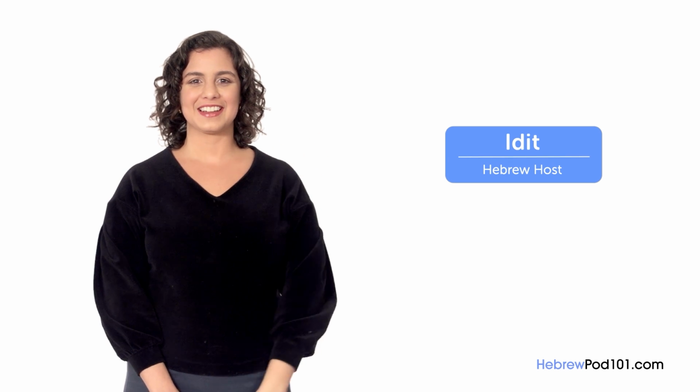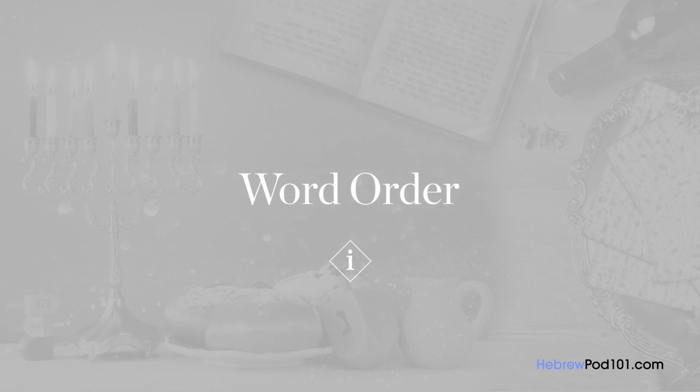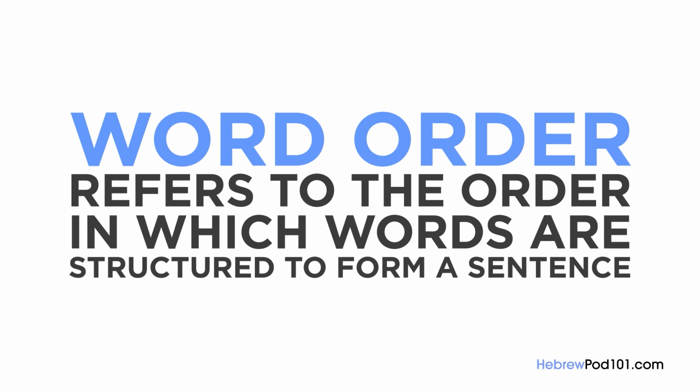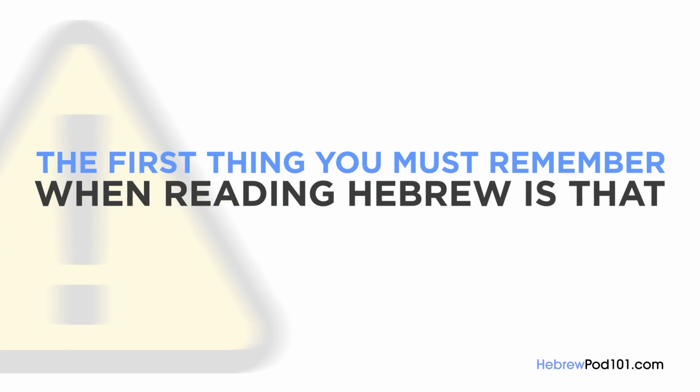Hi everyone, I'm Edith. In this lesson, you'll learn the basics of Hebrew grammar. Word order refers to the order in which words are structured to form a sentence in a given language. The first thing you must remember when reading Hebrew is that it's read from right to left.